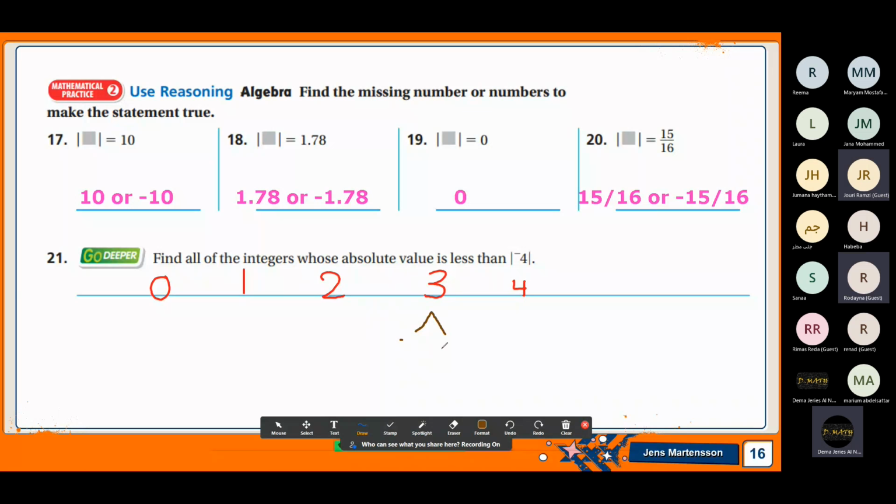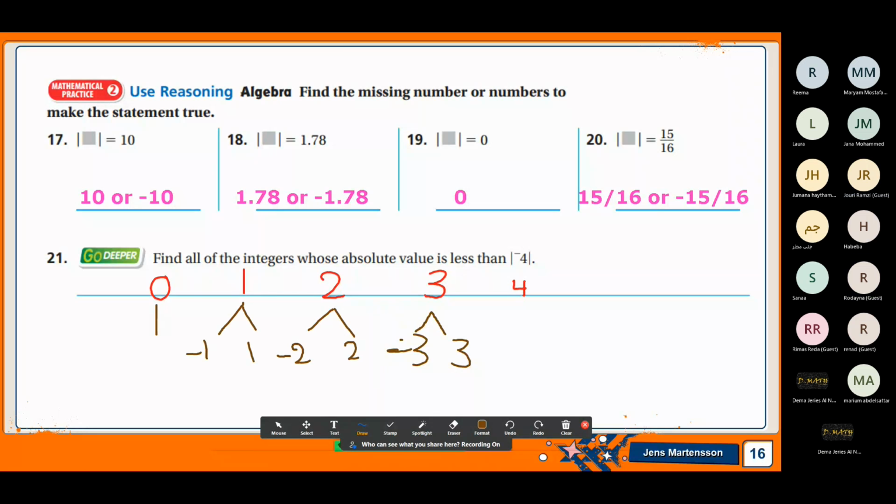Negative 3 and 3. Bravo, negative 3 and 3. For 2, negative 2 and 2. For 1, negative 1 and 1. For 0, 0 is 0. Thank you.